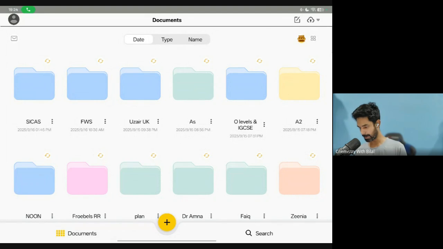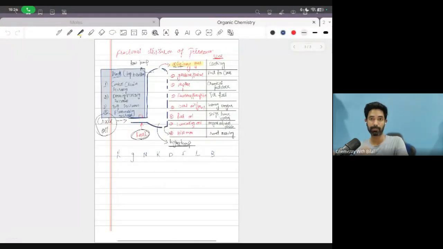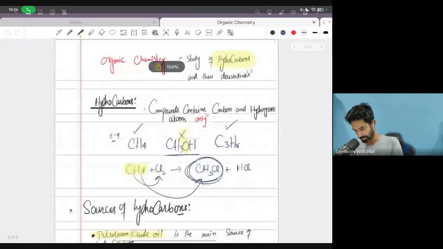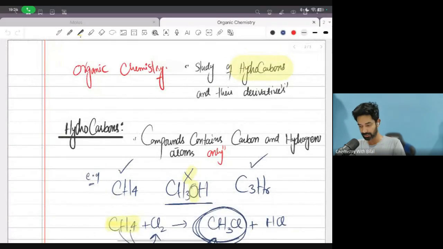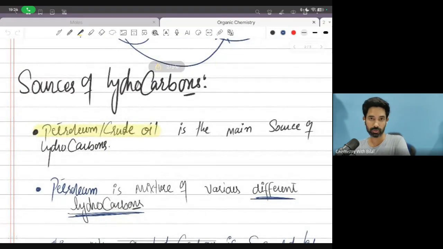We've started with the most important, the easiest chapter in IGCSE and O-levels chemistry, called organic chemistry. In organic chemistry, we've studied the definition of organic, which is the study of hydrocarbons and their derivatives. Hydrocarbons are those compounds which are entirely based on carbon and hydrogen atoms. Now, the main source of hydrocarbon is crude oil, also known as petroleum.